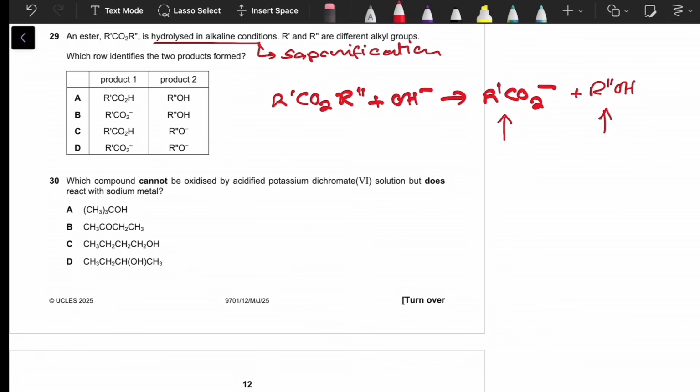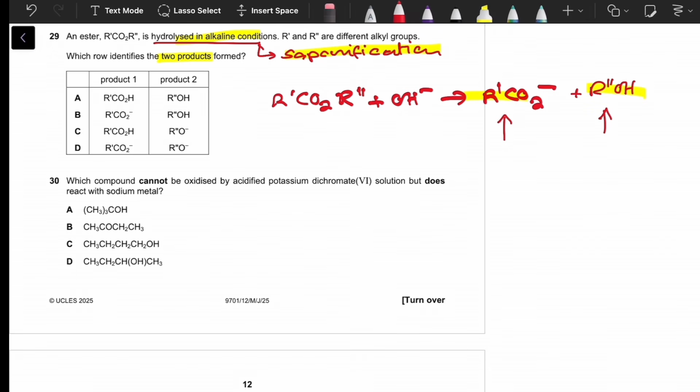Okay, so question 29 states that an ester is hydrolyzed in alkaline conditions. It consists of 2 different alkyl groups, which were identified as the 2 products. So hydrolysis under alkaline conditions is also known as saponification. Basically, what happens is the hydroxide ions react with the ester to form a carboxylate ion and an alcohol. So these would be our products.